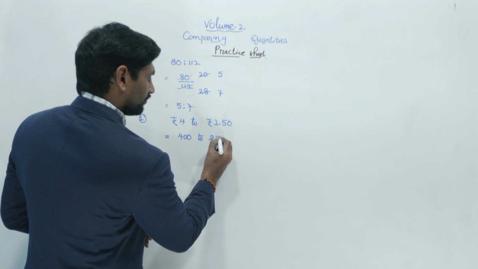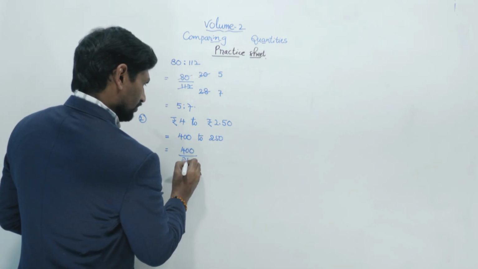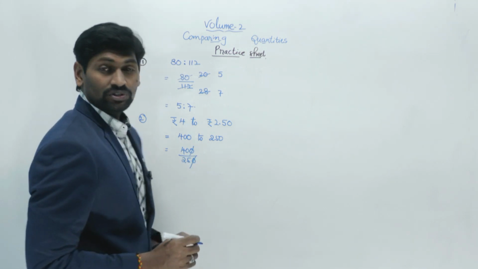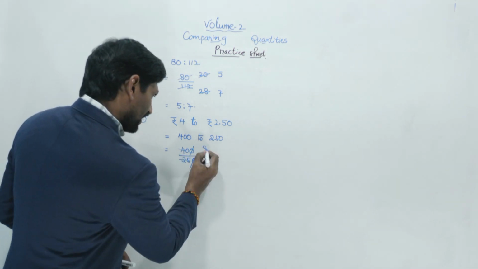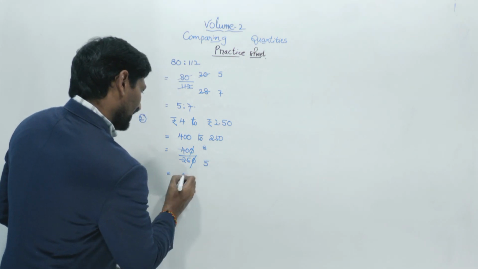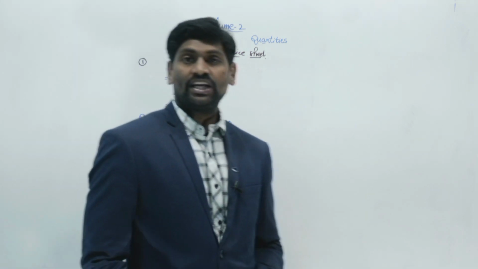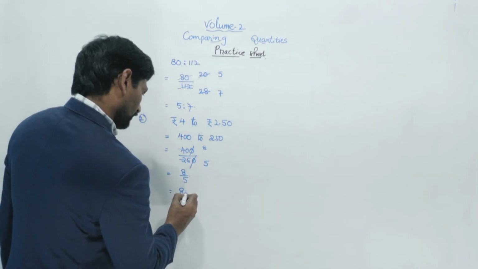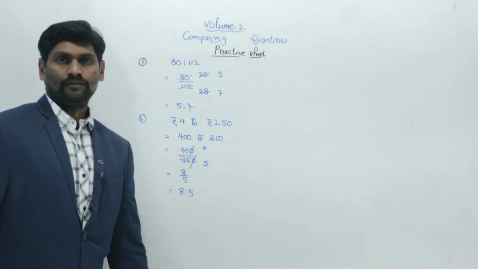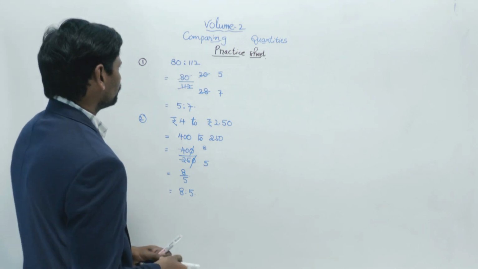So 250 paise. Let us write it in fractional form. Cancel both the zeros, and both of them cancel by the 5 table: 5 8s are 400, 5 5s are 250. 8 and 5 have no common factor between them. So 8 by 5, which is 8 is to 5, is the required answer. Okay? Now let us get the third problem.